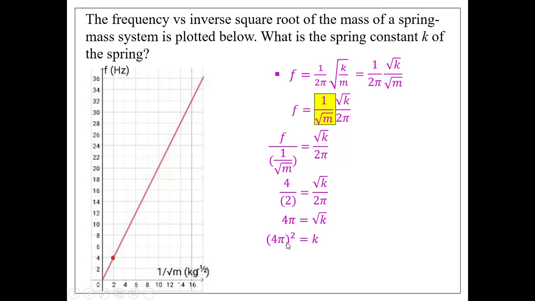Make sure you use parentheses here, otherwise you are going to screw up at this particular junction, which you don't want to, right? You've done a lot of hard work. So other than that, if you put in parentheses 4 times pi, and then you're going to square that quantity, you'll get about 157.8 newtons per meter, and that is your answer for this first graph.